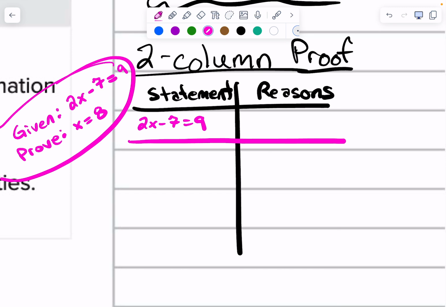And for reasons, are you watching this? For reasons, I put the word given. That's what I'm given, right? The first step should always be your given step. I have to start somewhere. I get to have that as my freebie. You have given as your first step, okay?